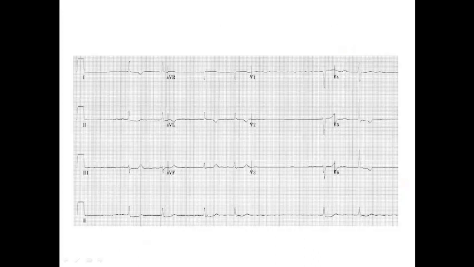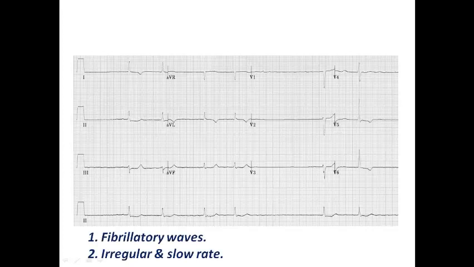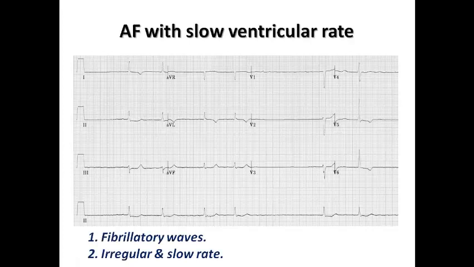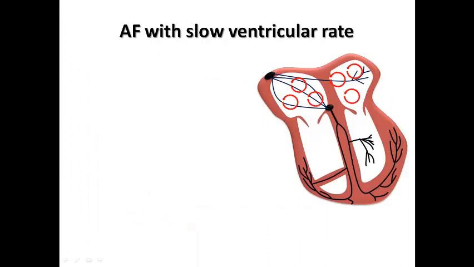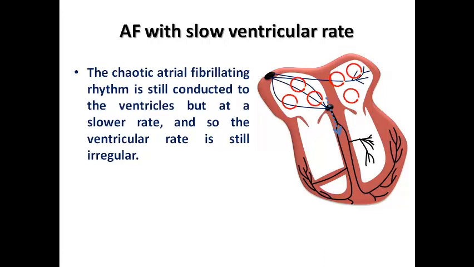Whereas here we can see that this is a patient who has atrial fibrillation because of fibrillatory waves, but the heart rate is slowed but still irregular. So we can call this AF with slow ventricular rate. Why did you call this AF with slow ventricular rate and you didn't call this AF with complete heart block as the heart rate is slow? Here there is still intrinsic AV conduction, but it is slowed down. So for example here, when this patient has slowed conduction, the same chaotic atrial fibrillating rhythm is still conducted to the ventricle with the same irregularity, but at a slower rate due to a disease in the AV node.